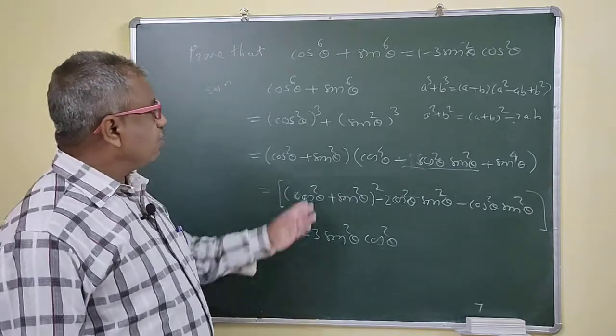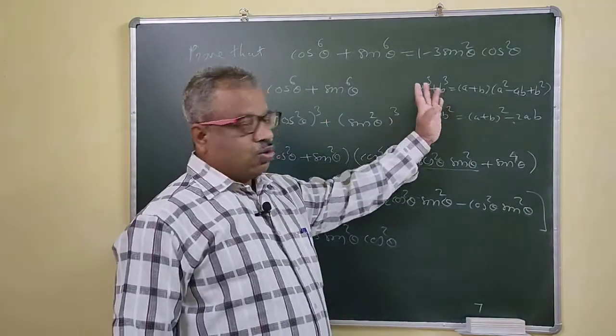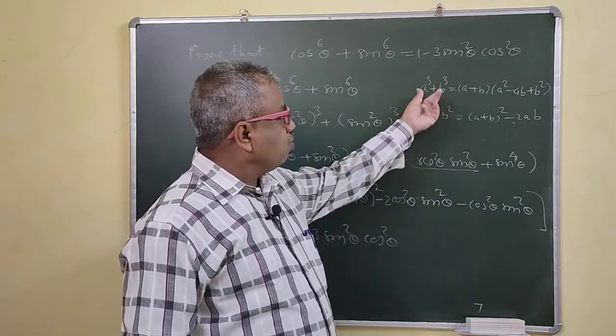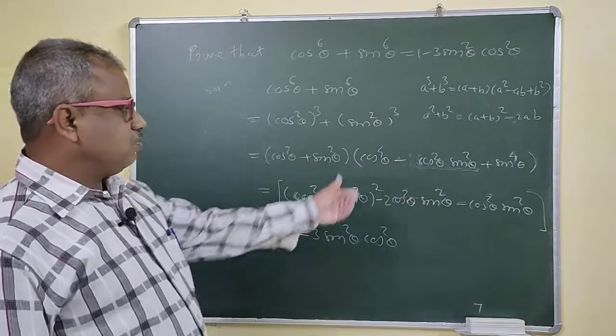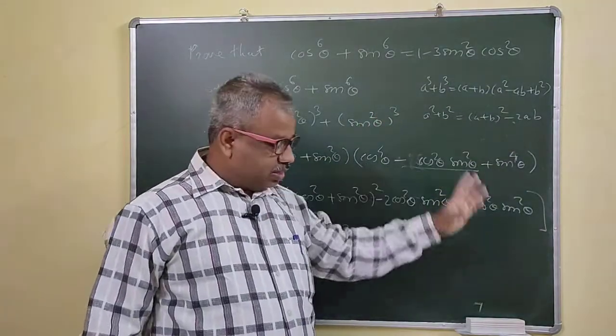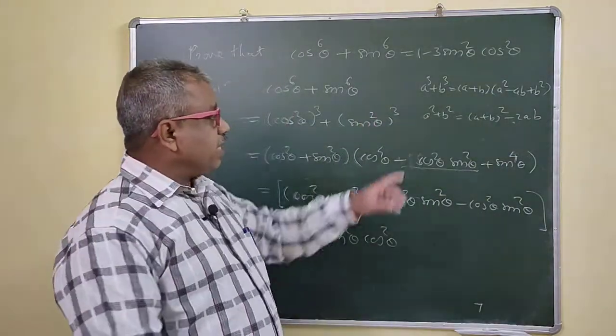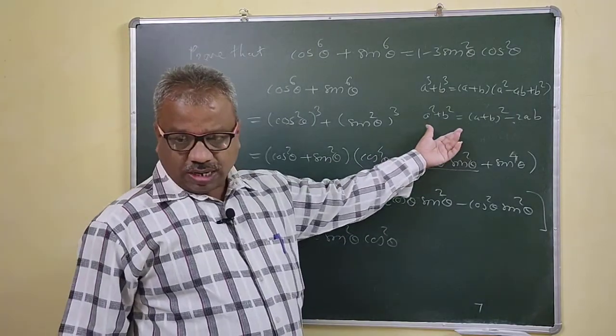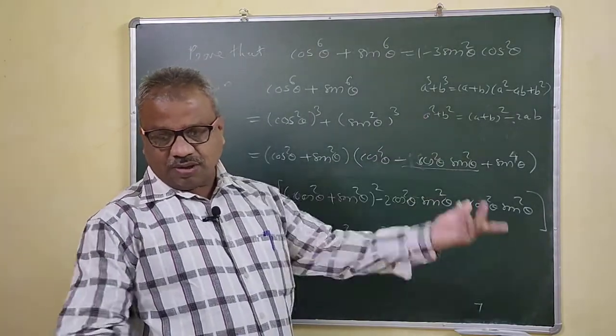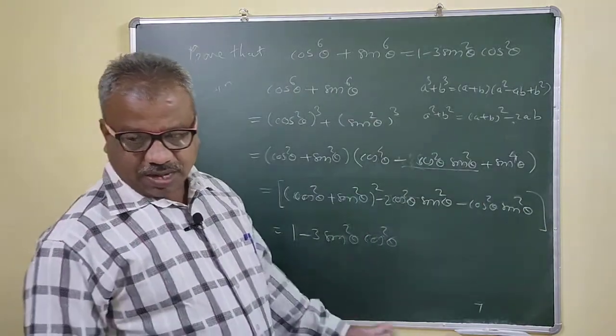So if you know your previous knowledge, how to factorize a cube plus b cube, a cube minus b cube, or a square plus b square, you can write this, right? Even though you can write a square minus b square. Can you write a square plus b square as a product of factors? No, you cannot. A square minus b square, I have a factor, right? A plus b, a minus b.